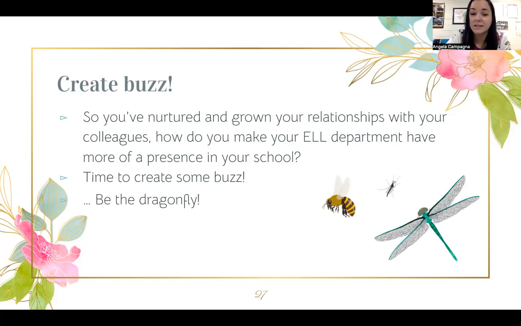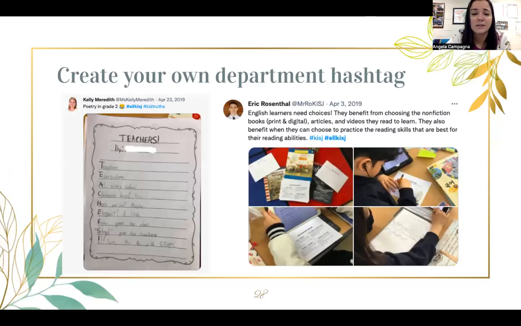And providing choice is the key to maximizing engagement. So the first one is very low stakes but high impact. If you're on social media, create your own department hashtag. We had a poster of it on our office door, and ours was hashtag ELLKISJ, and it's sort of morphed to hashtag MLLKISJ. But getting your department members and your colleagues posting about what they do and then retweeting what they see other teachers doing and using these hashtags really shows that you're all language teachers. You're all on the same team with that common goal of supporting multilingual learners.